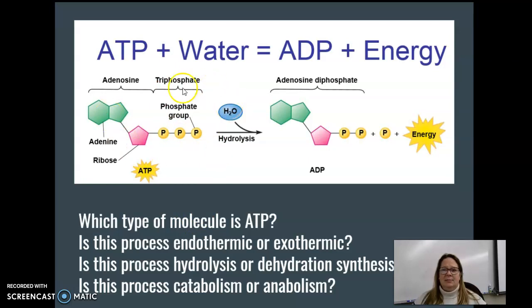It is definitely a nucleotide here as far as looking at the parts of a nucleotide, the base, the phosphates, and the sugar. It is an exothermic process, releasing energy stored in that bond to break down ATP, definitely hydrolysis, as it says. Water helps break it down, and that would be catabolism, as far as answering the questions on the screen here.